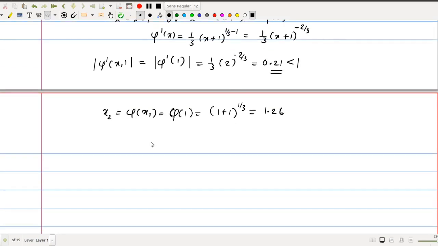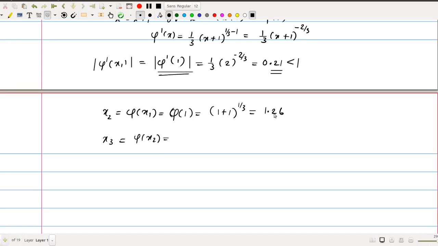Then now you can easily find out x3. You need not verify this equation. This equation will be verified only once in the beginning of the iteration method. That means this equation is verified only for x1, for the first approximation. Now you can find out x3, that is phi of x2.